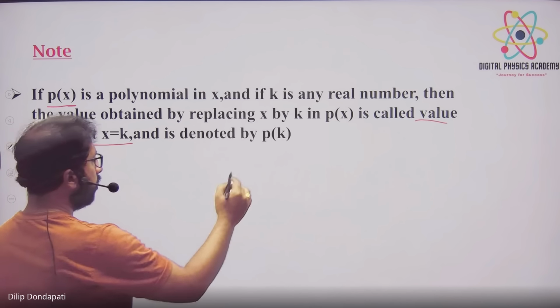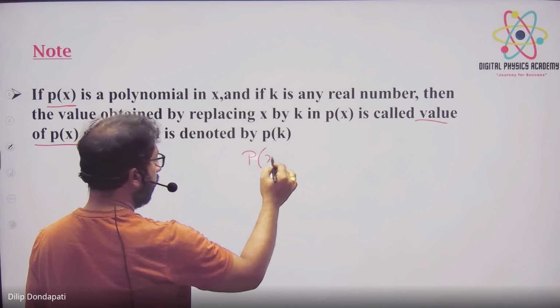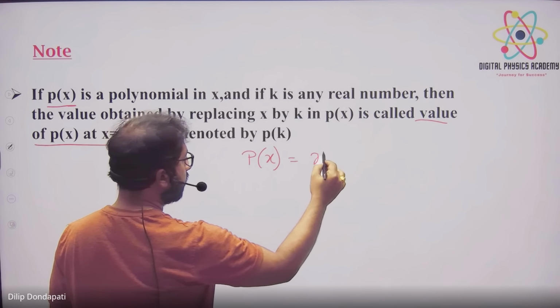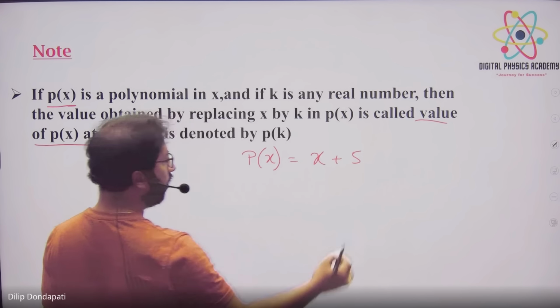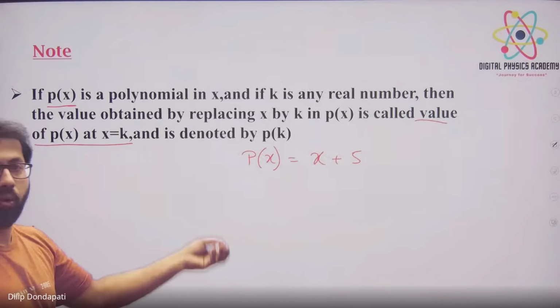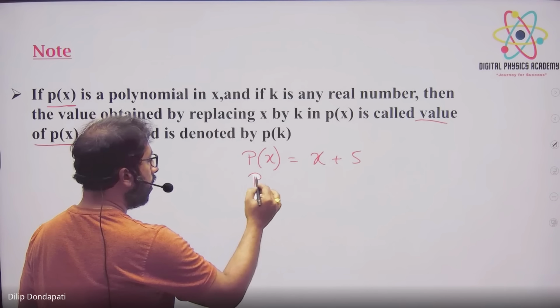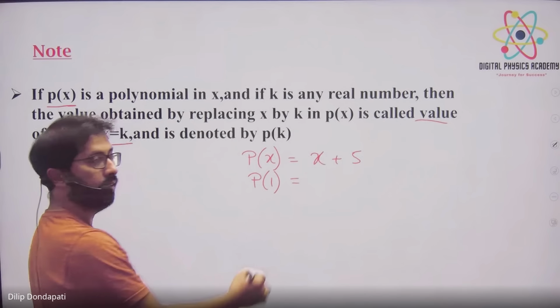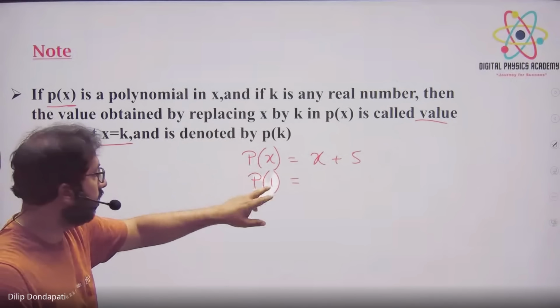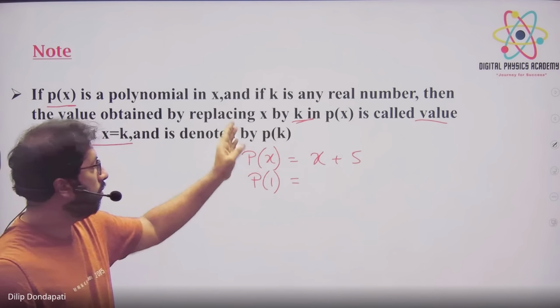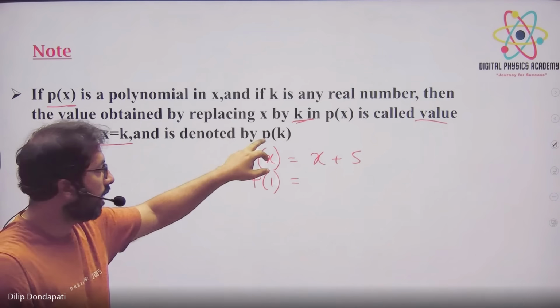Simple. Suppose p of x is a polynomial, x plus 5. They will ask what is the value of p of 1. Tell me what is the value of p of 1. This I call k, that's why it is called p of k. p of k is a constant. It can be 1, 2, 3, 4. Now tell me the value. Wherever x is there, substitute 1. 1 plus 5 is 6. Tell me p of minus 1.